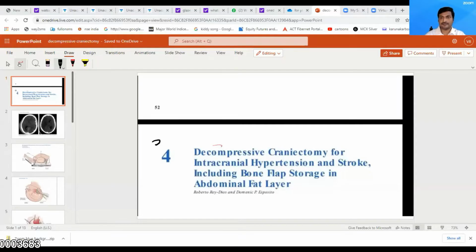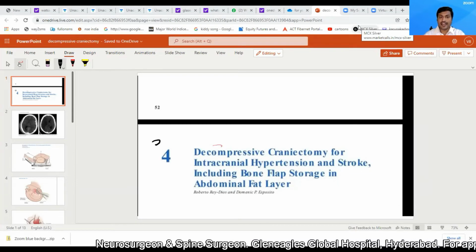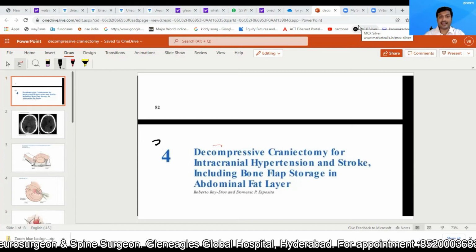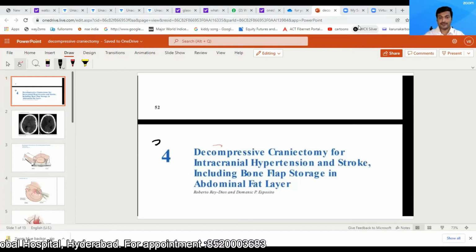So let me start sharing my PowerPoint. So I'll be speaking regarding decompressive craniectomy for intracranial hypertension, stroke. I will also discuss regarding storage of the bone flap in the abdominal fat layer. So let me start the presentation.